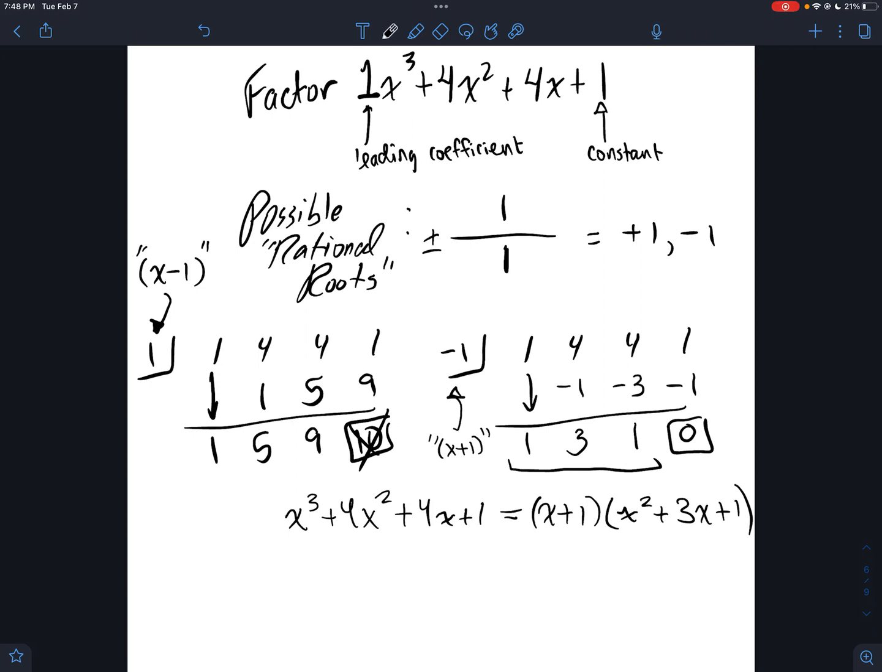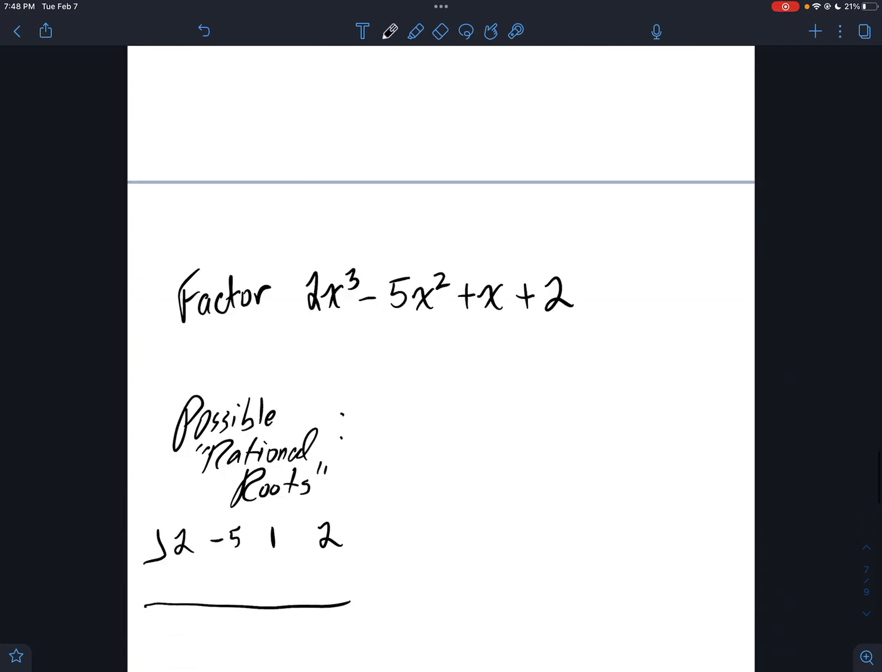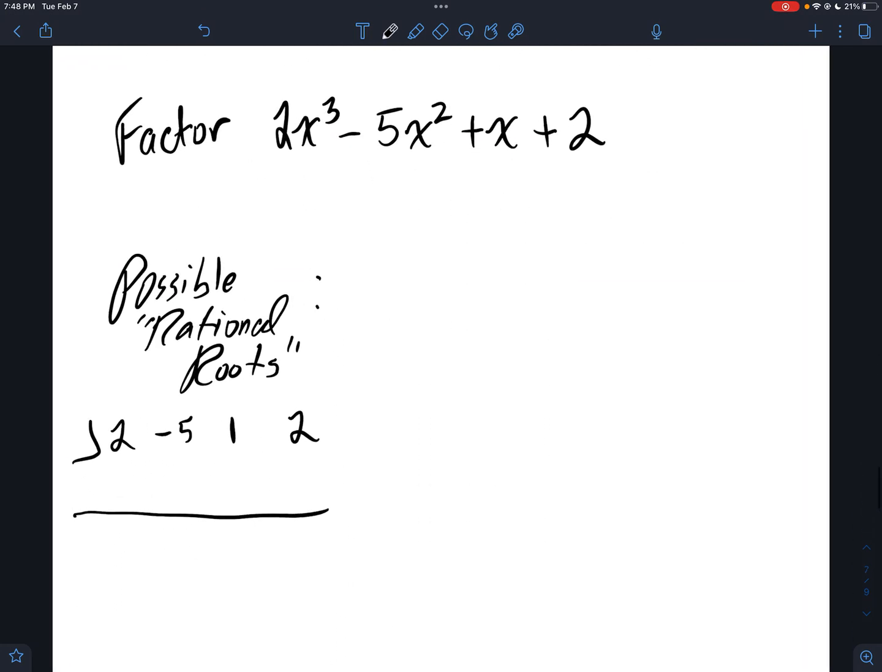And does this work all the time? No. Sometimes all your possible roots, you tried, but none of them work. The cubic's just kind of a not so nice one. And that happens most of the time. But sometimes you can find a root this way, and it's really rewarding when the synthetic division works. So let's try out a couple more.